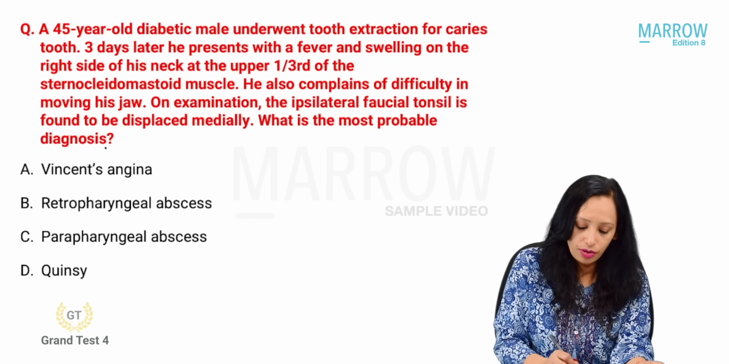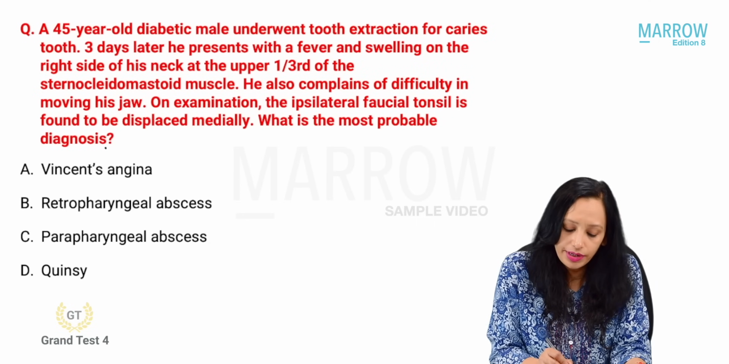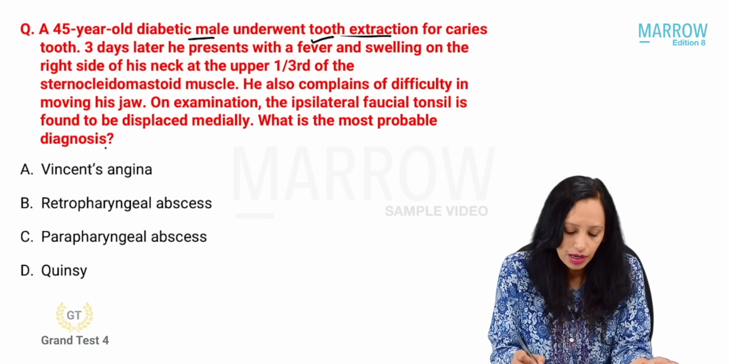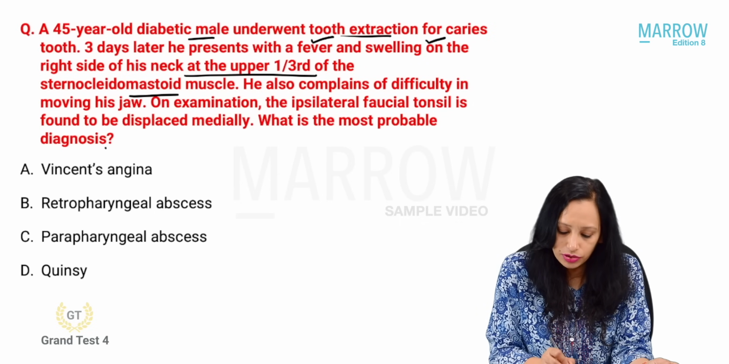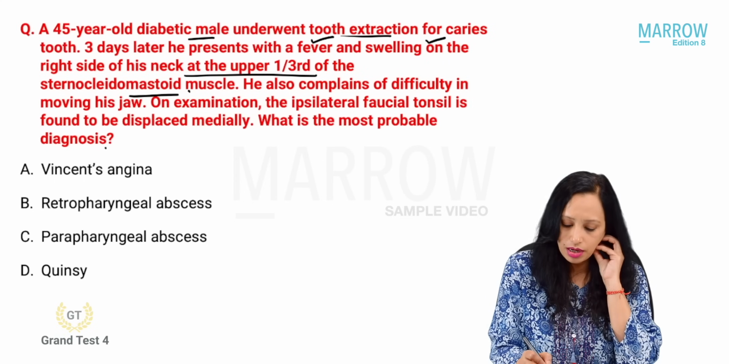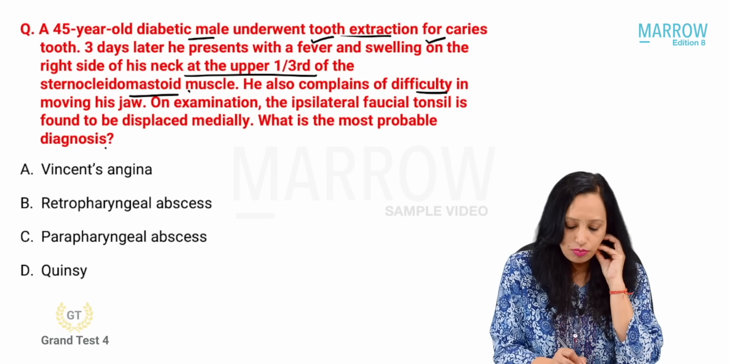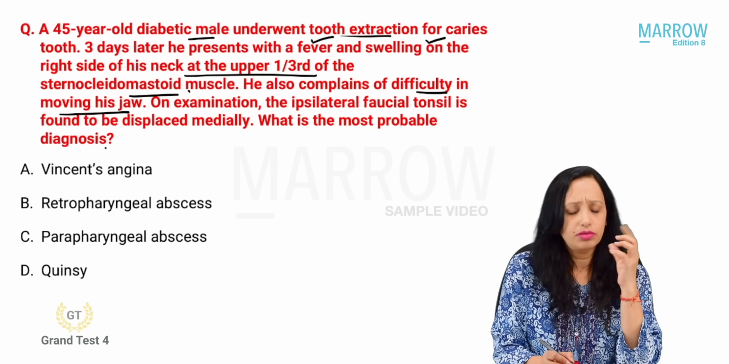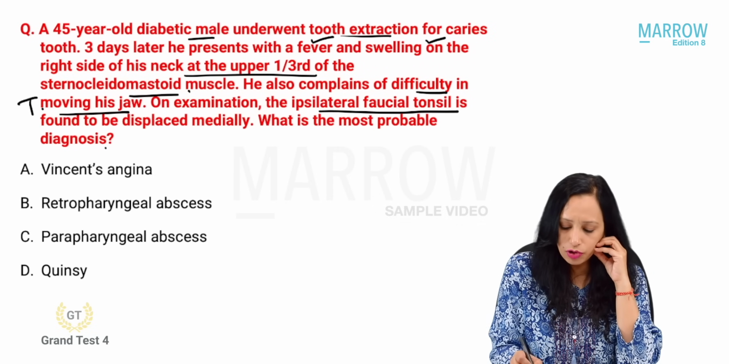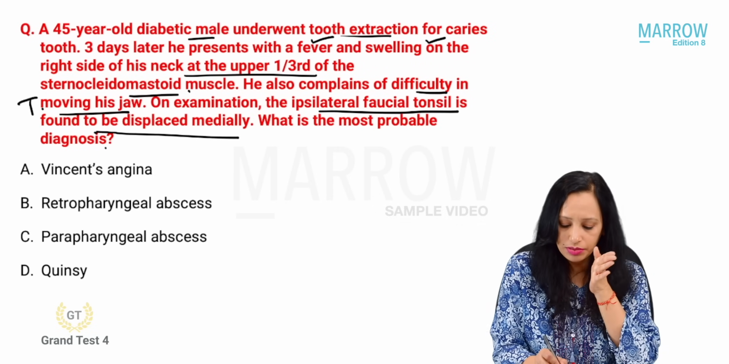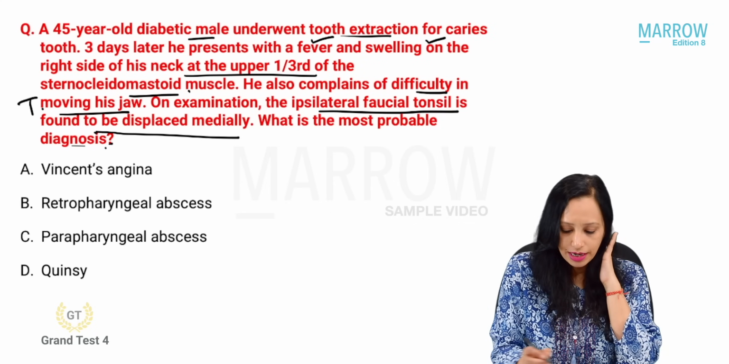The next question is from your GT4. A 45-year-old diabetic male underwent tooth extraction for a carious tooth. 3 days later, he presents with fever, swelling on the right side of the neck at the upper 1/3 of the sternocleidomastoid muscle. Okay. He complains of difficulty in moving his jaw. What is that? Trismus. Okay. On examination, the ipsilateral faucial tonsil is found to be displaced medially. What is the most probable diagnosis?